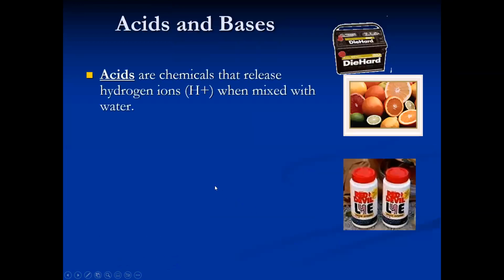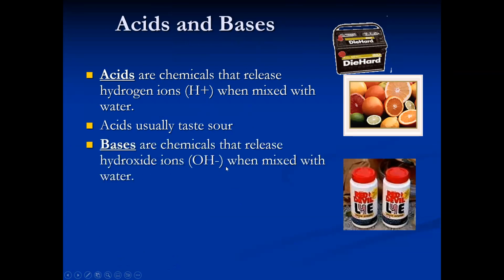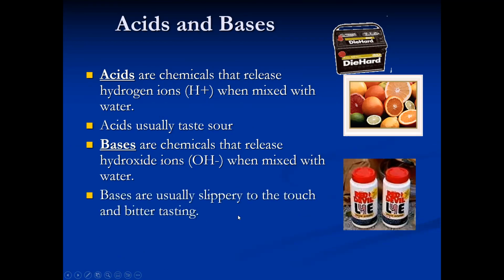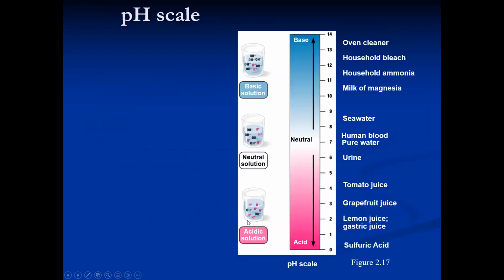Acids and bases. Acids are chemicals that release hydrogen ions, which are hydrogen plus ions, actually protons, when mixed with water. Acids usually taste sour. For example, citric acid in citrus fruits tastes sour. Bases are chemicals that release hydroxide ions when mixed with water. A good example of that is lye that you could use to dissolve a clog in your drain. Bases are usually slippery to the touch and bitter tasting. That's one of the reasons why soap tastes bitter: it is slightly basic.